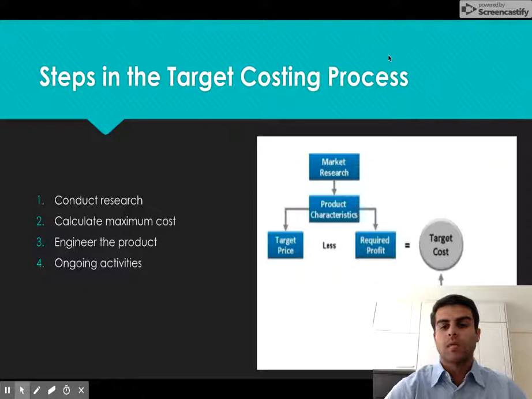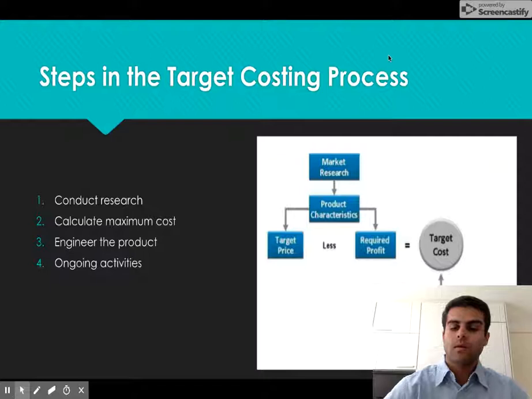So this is a really important step because in a market, as competition increases, this cost reduction is going to be essential to further reduce price. So if there is more competition, the price probably is going to drop, and you want to maintain the same gross profit that you determined in the beginning.